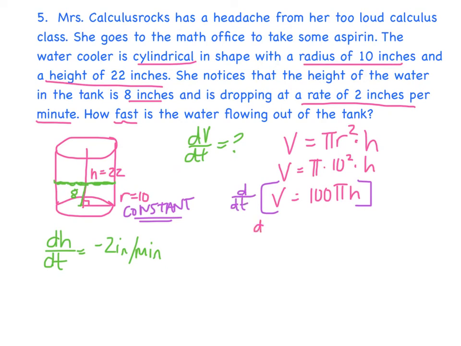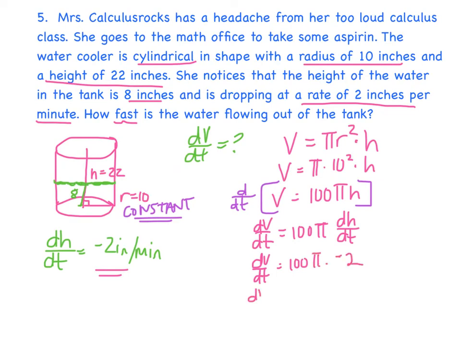So now we do the derivative with respect to time. So we get dV/dt equals 100 pi dH/dt. All right, and so we can plug in what we know. The only thing we need is the dH/dt. And we know dH/dt is right over here. So dV/dt equals 100 times pi times negative 2.